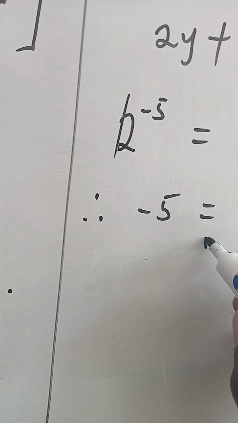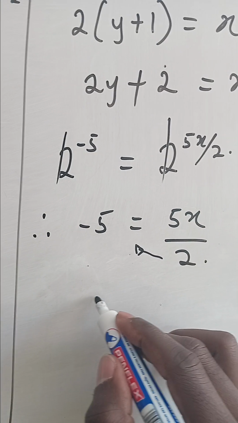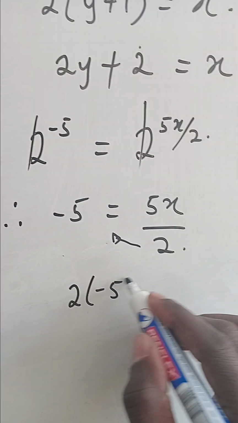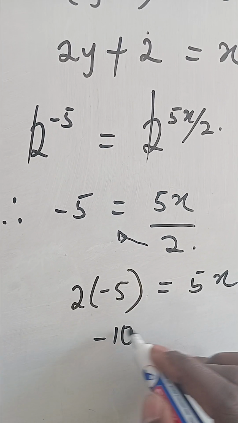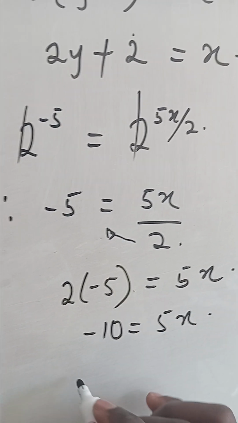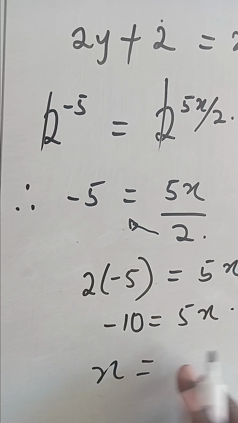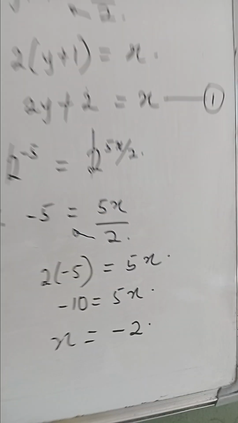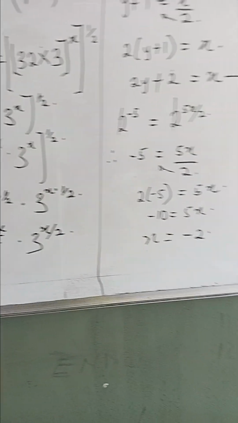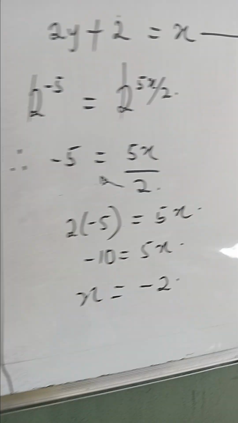So when I cross multiply this, I have 2 into minus 5 equals 5x. So I have minus 10 equals 5x. So x equals minus 2. X equals minus 2.